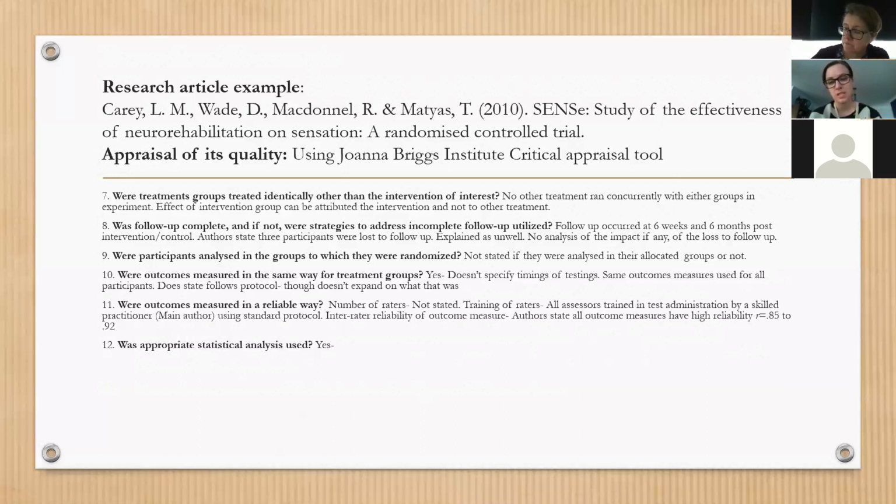The training of raters: all assessors were trained in the outcome measures and the protocol by the main author. The inter-rater reliability of the outcome measures: the authors state that all outcome measures have high reliability. And was appropriate statistical analysis used? Yes, it was. They used F-scores, data analysis, paired sample t-test, one-tailed test due to hypothesis based on positive findings. And they said that large standardised effect sizes, so the powers in excess of 99%.